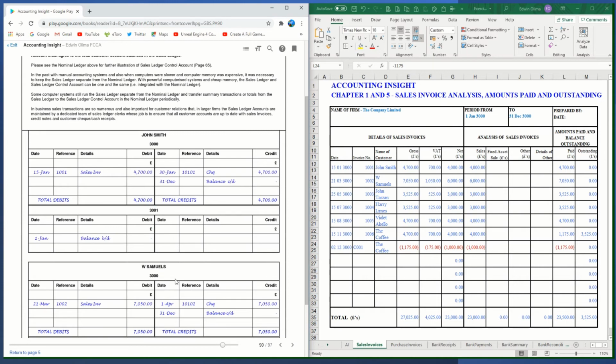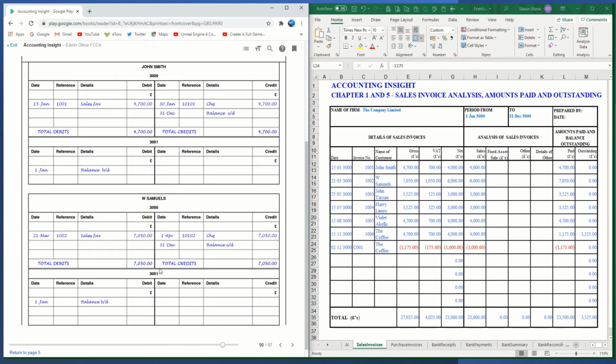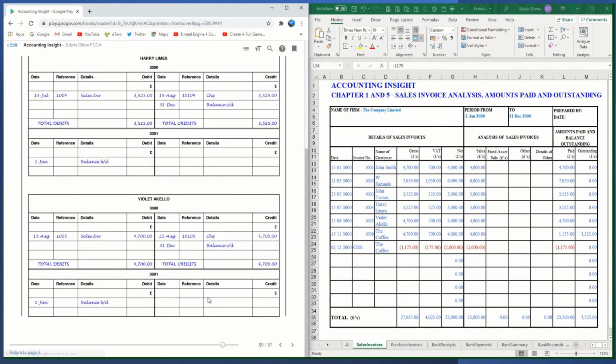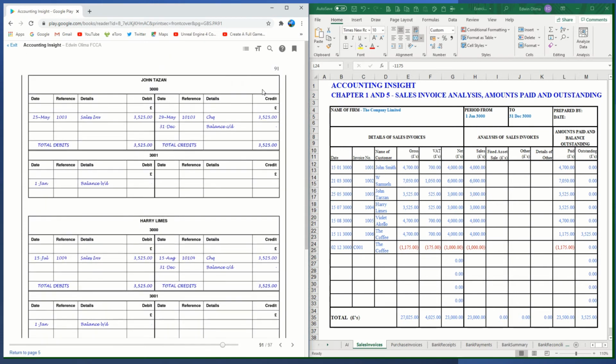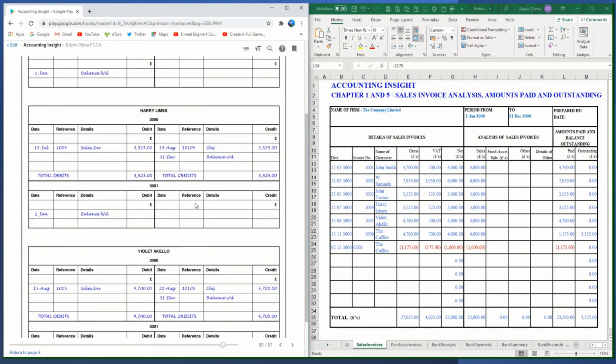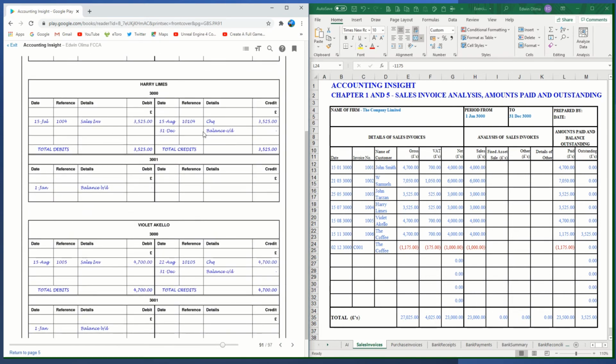And you can see for the next customer, Samuel's, their account there, and the invoice, and then the cheque paid, balance to carry down 0. Keep going. I skipped a few there. Sorry. Harry Limes and John Tarzan. So they all got their accounts. So when you get time, you can just review these and you get to understand how sales ledger accounts are kept using the traditional T method of accounting with debits on the left hand side and credits on the right hand side.